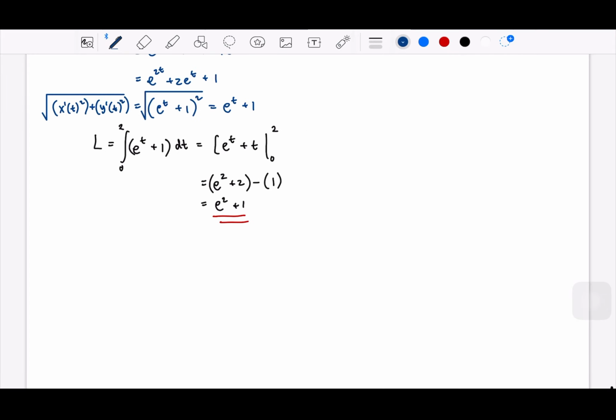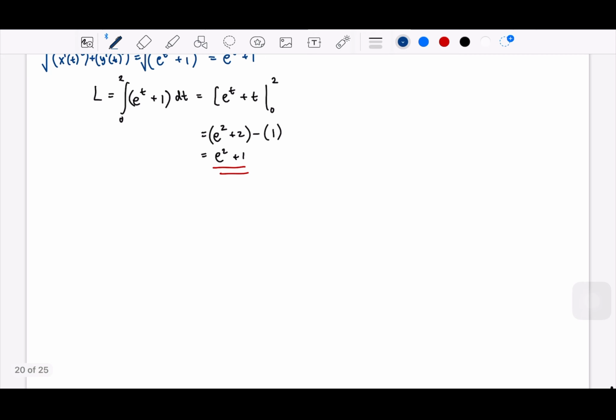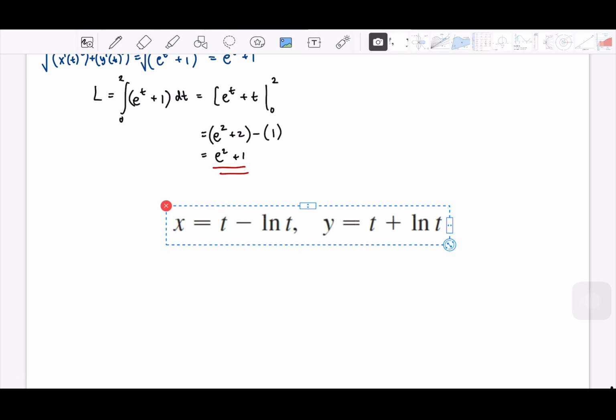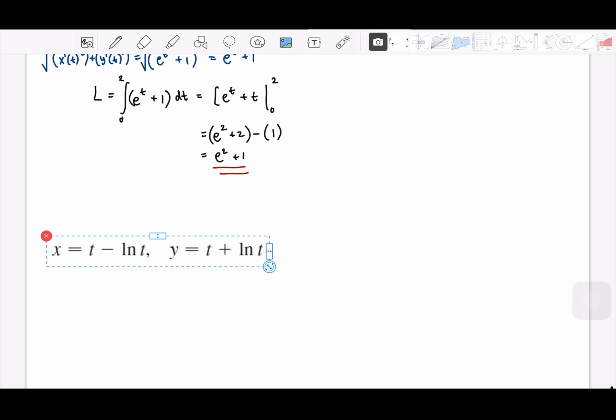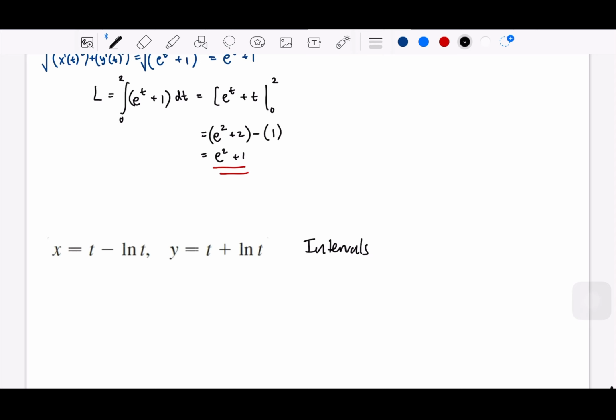Last week we had these questions, right? Find the concavity, find the intervals when it is concave upwards, right?